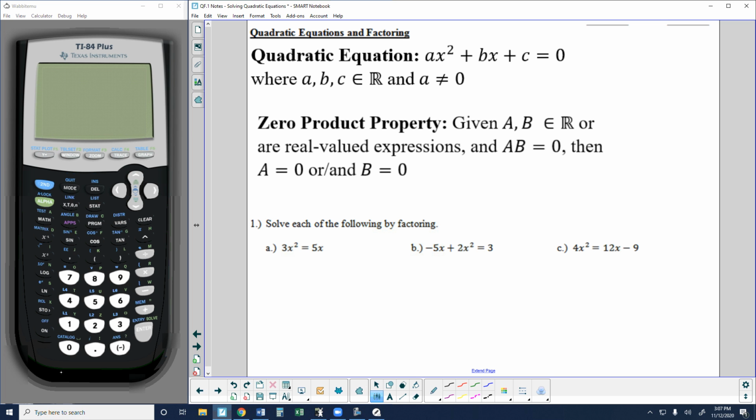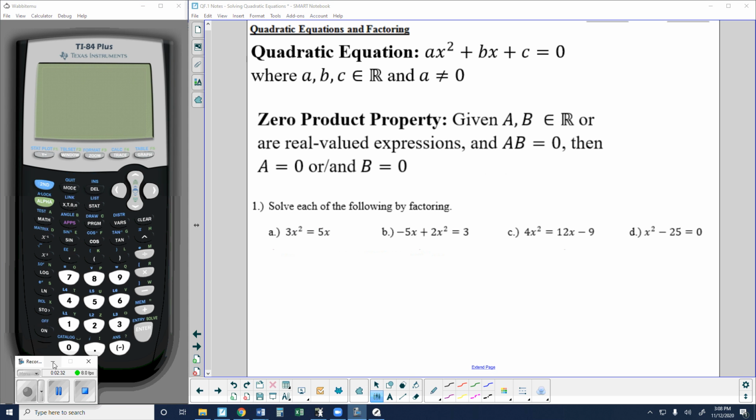So let's jump right into some examples here. In problem number 1, it says solve each of the following by factoring. So I made a quick change there. I wanted to make sure my examples matched yours in the notes. But in problem number 1 it says solve each of the following by factoring.